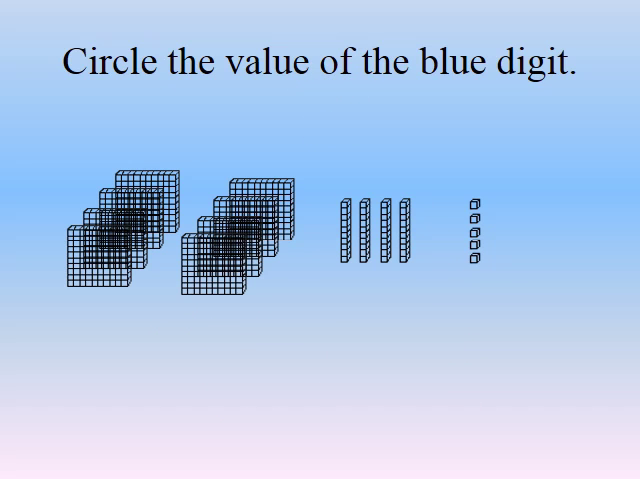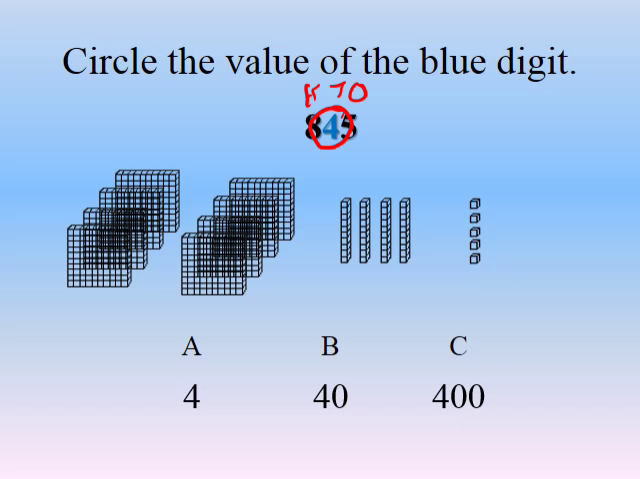Okay, we're going to do that again. So here I'm showing the number 845, and they have the 4 digit highlighted in blue. So we need to know what the value of that digit is. Is it A, worth 4, B, worth 40, or C, worth 400? Well, I'm going to write an H for hundreds, a T for tens, and an O for ones. It is in the tens place. So the value of that digit is going to be 40 because it is in the tens place.